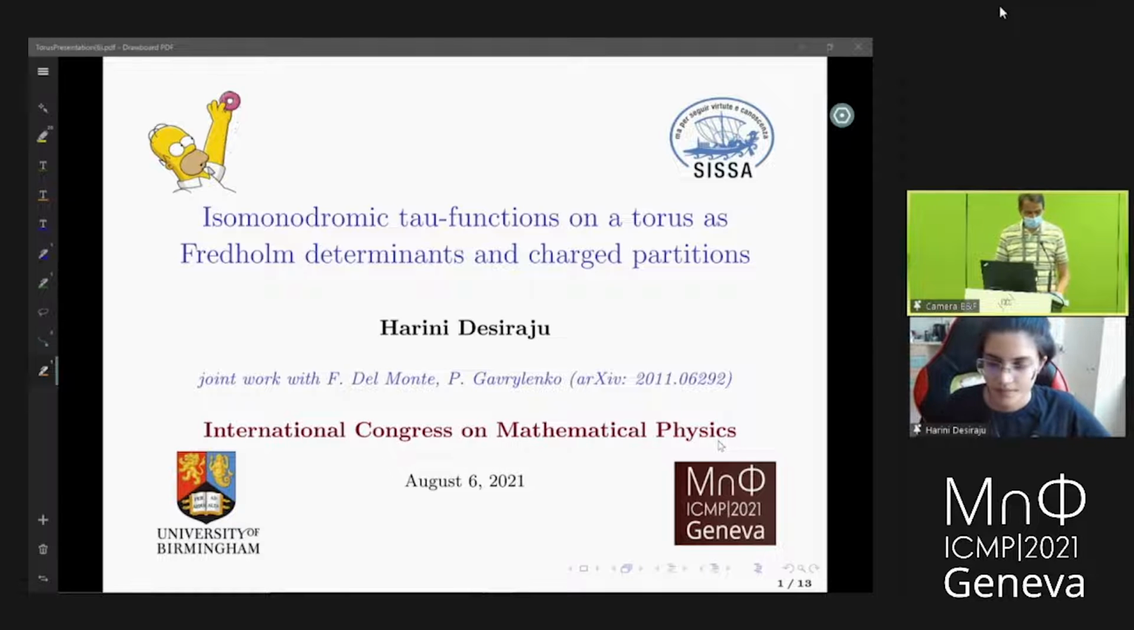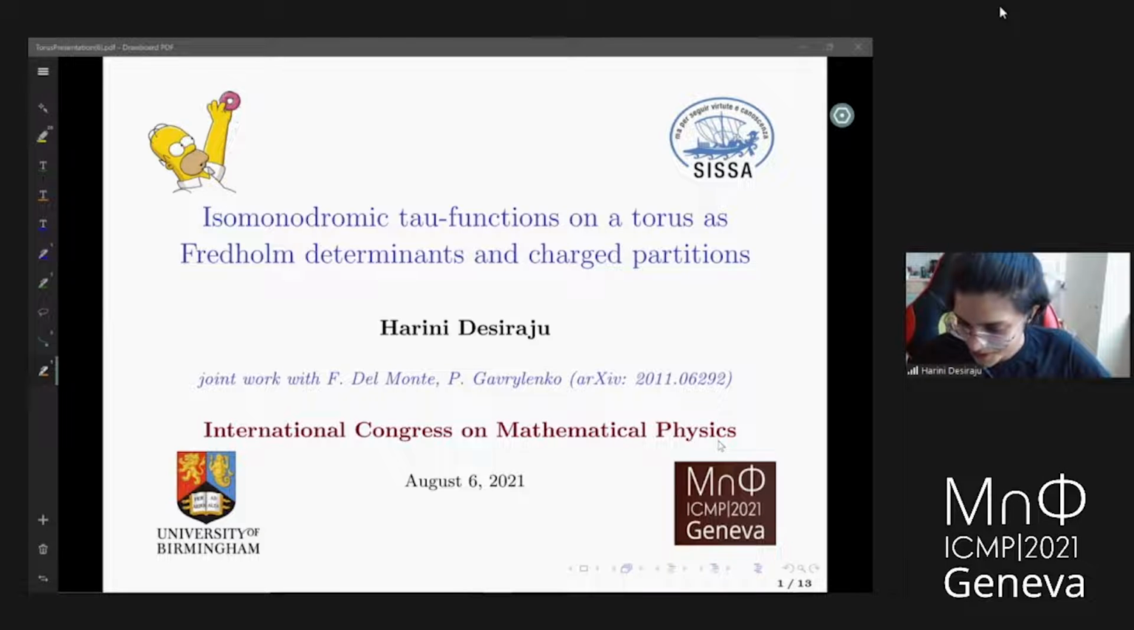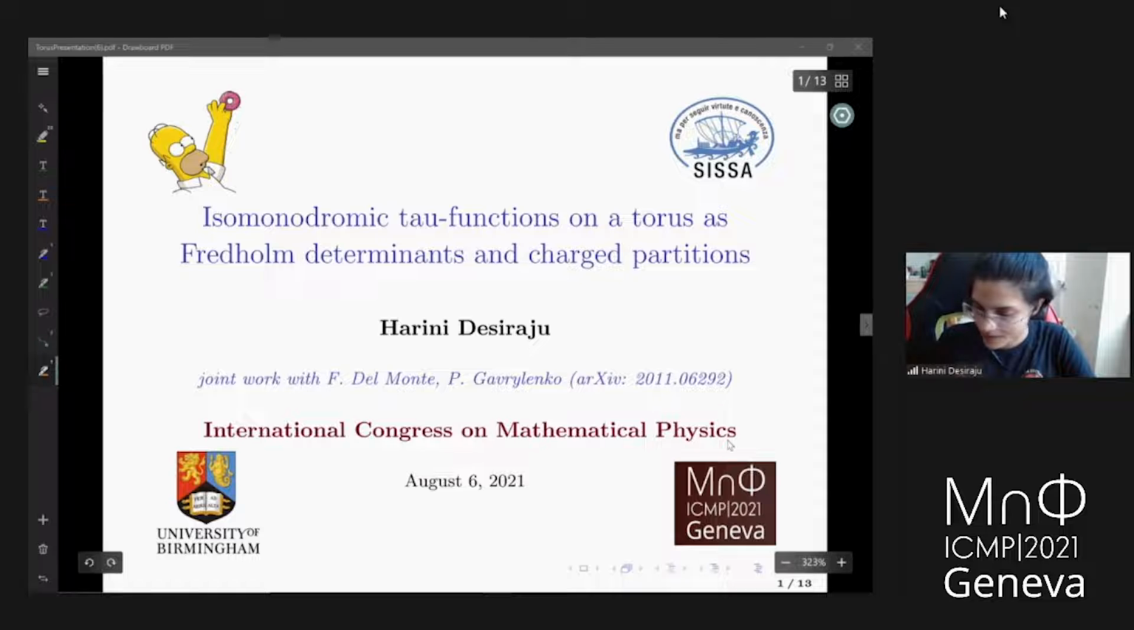So the next talk is by Harini Desiraju of the University of Birmingham, and she will talk about isomonodromic tau functions on a torus as Fredholm determinants and charge partitions. Okay, thanks to the organizers for this opportunity. In the next 15 minutes, I'll try to summarize the main results of my paper with Fabrizio Del Monte and Pasha Gavrilenko, and here is the arXiv number.